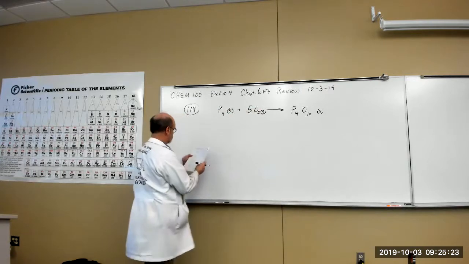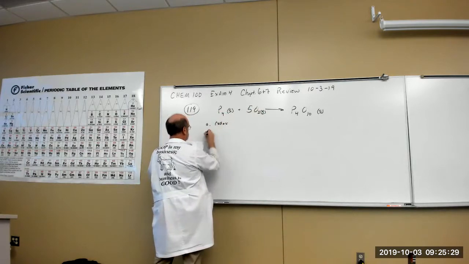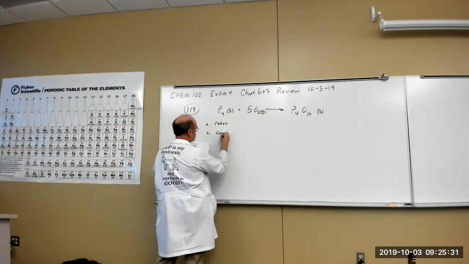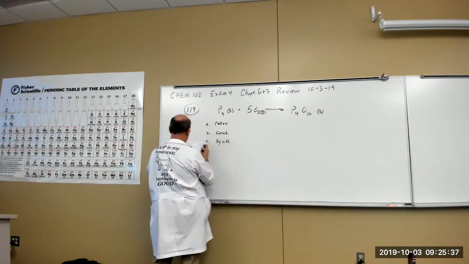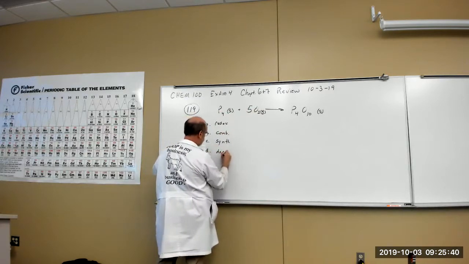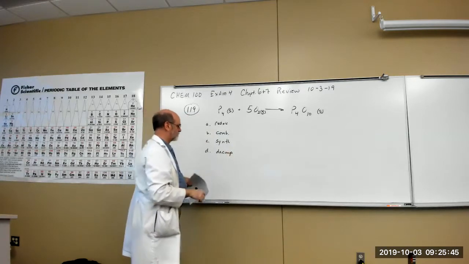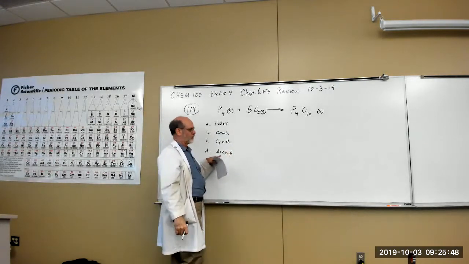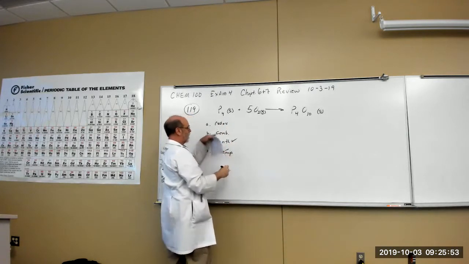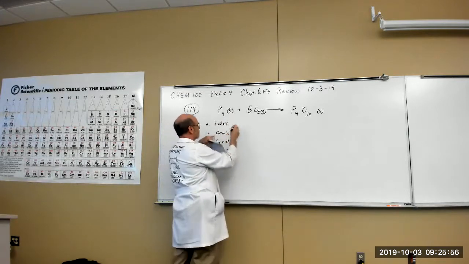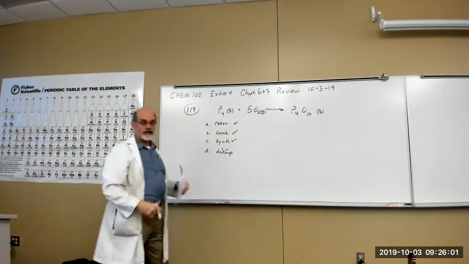Okay, so what are our choices? 119. So A is redox. B is combustion. C is synthesis. And D is decomp. All right. Let's work from the bottom. Is it a decomposition? No. It's a synthesis, right? Two elements, a compound. There we go. Combustion, yeah. Oxygen. Redox, yeah. Element, compound. So it's all three.